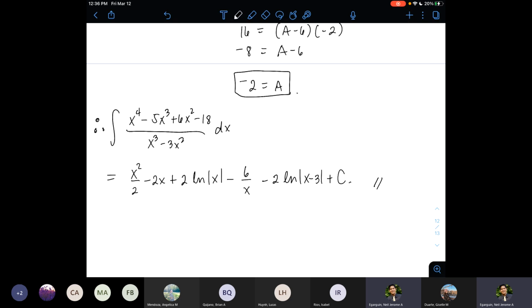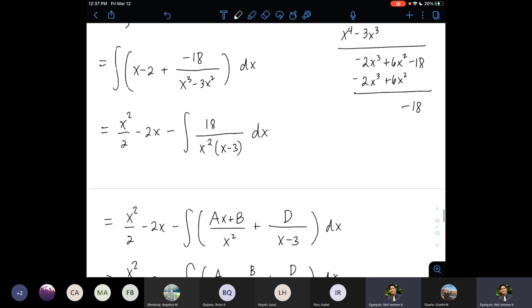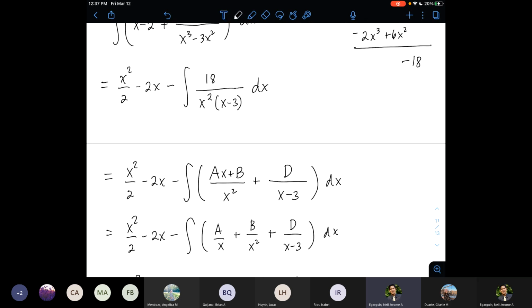All right. Does that make sense? Guys, why did you put ax plus b in the numerator? You mean this step above?